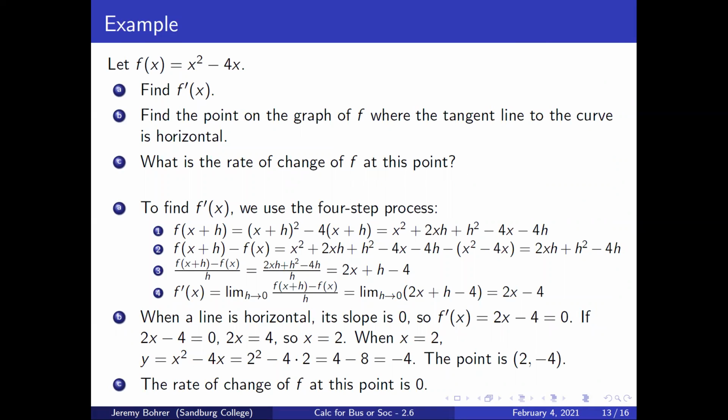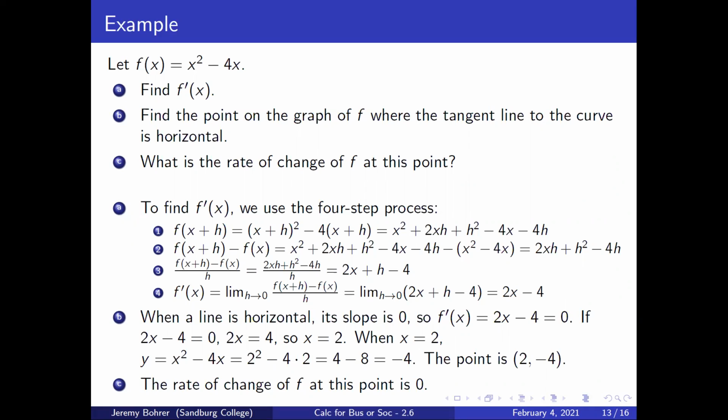Let f(x) equal x squared minus 4x. Find f prime of x, find the point on the graph of f where the tangent line to the curve is horizontal, and what is the rate of change of f at this point. To find f prime of x, we use our four-step process. f(x+h) equals (x+h) squared minus 4(x+h), which is x squared plus 2xh plus h squared minus 4x minus 4h. f(x+h) minus f(x) equals x squared plus 2xh plus h squared minus 4x minus 4h minus x squared plus 4x, which is 2xh plus h squared minus 4h.